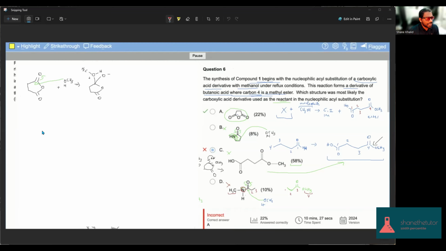So what happens here is that this negatively charged oxygen is going to deprotonate this hydrogen from the methanol, and the electrons that form this bond will go towards the oxygen here, like that, which would eliminate this positive charge here, as well as the negative charge here.